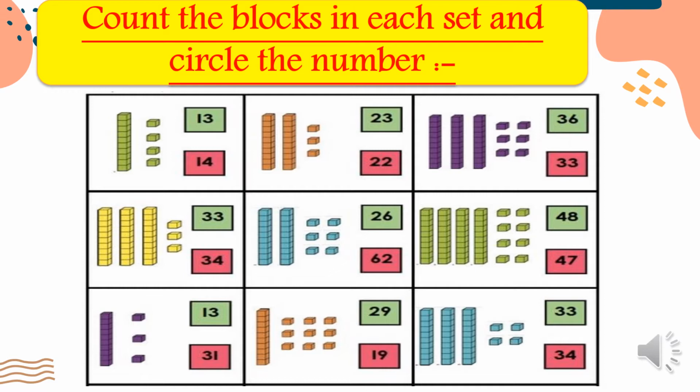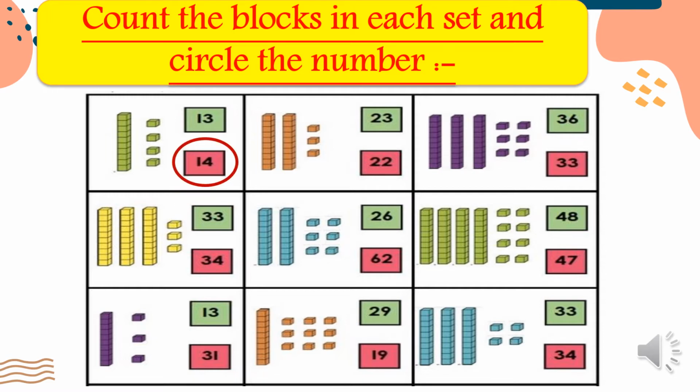Okay, let's answer that example. Count the blocks in each set and circle the number. In the first one, we said before, tens are represented by one stick and ones by small squares. So in tens I have one stick. In ones, how many small squares? 1, 2, 3, 4. So 4 in ones and 1 in tens. So the number will be 14.